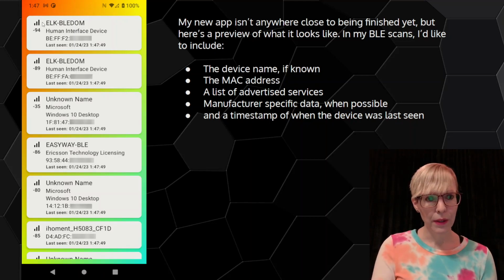So here in the preview, we can see we have the device name, the service that was advertised, the address, and when it was last seen, and I also included the RSSI strength. And what's really cool is for Microsoft, we have the company name listed here and Windows 10 desktop, and I'll show you how that works in a second.